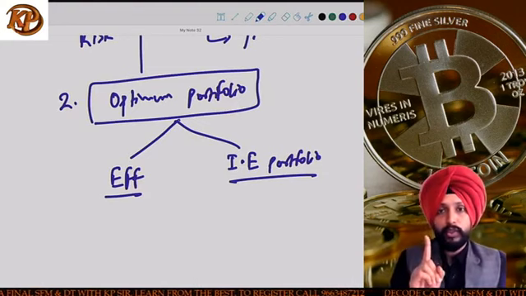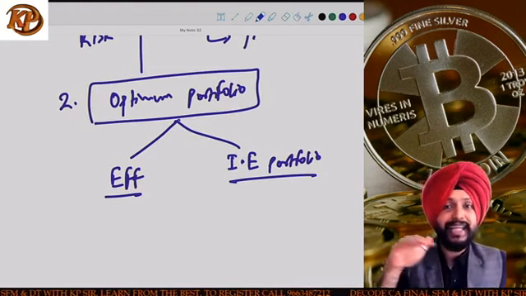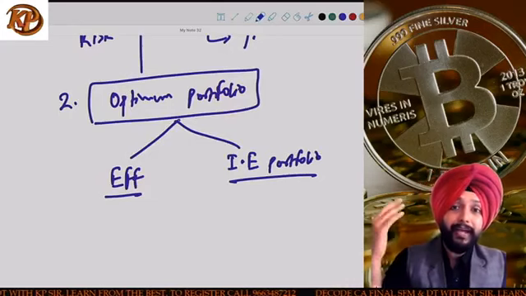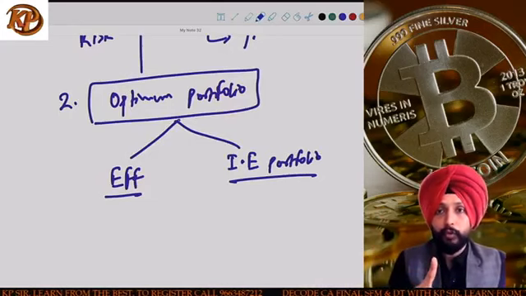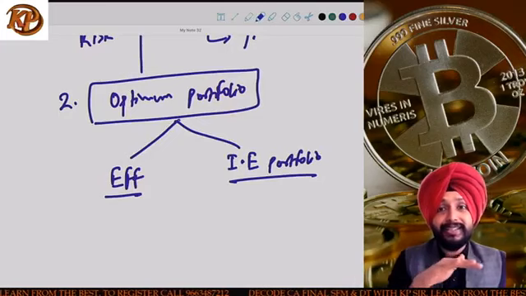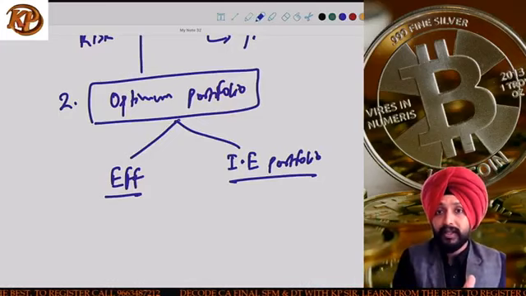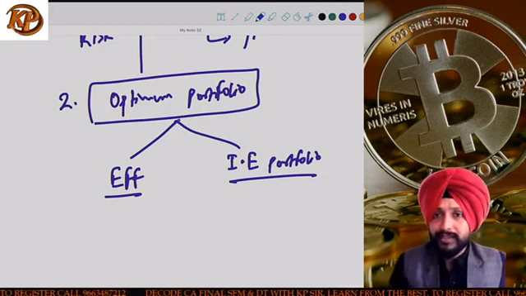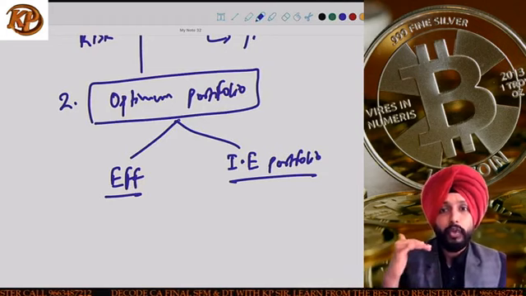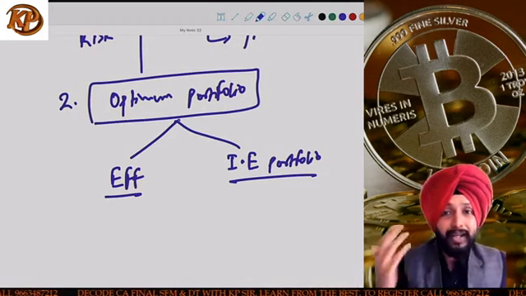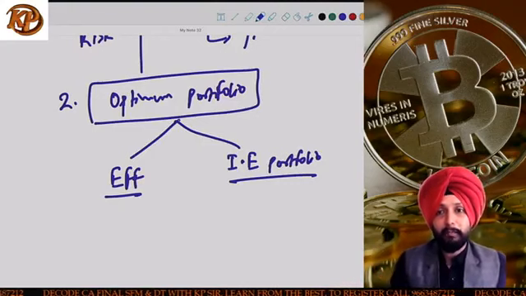An inefficient portfolio is one which generates the same return at a higher level of risk. Why should I take more risk if I'm getting the same return? I would rather take less risk to generate the same levels of return. So if I generate the same return at a higher level of risk, that is inefficient, number one.